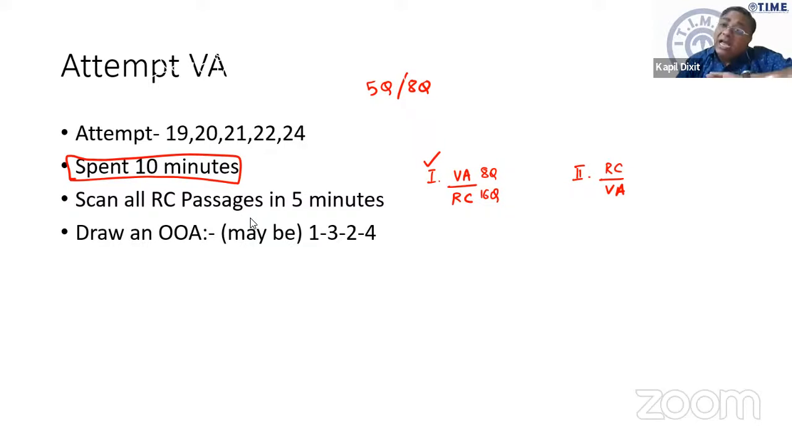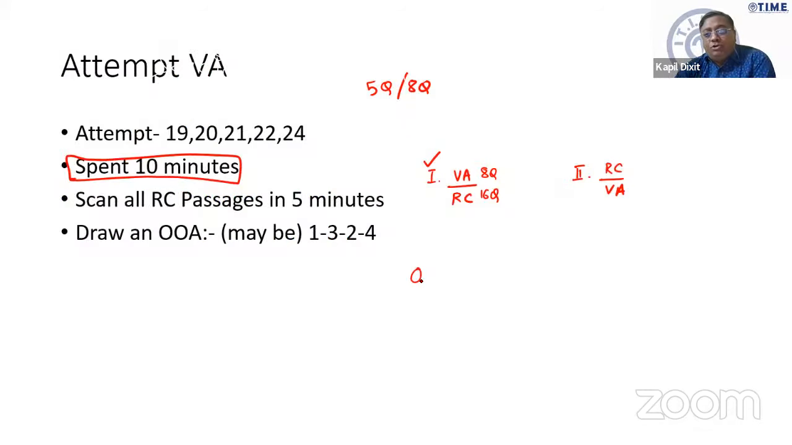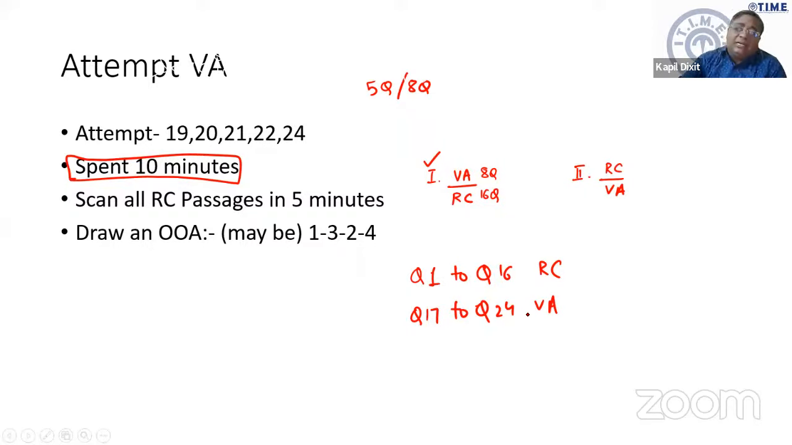attempted, but then how you should have gone or how you should have moved in the paper. Okay, so let's say paper started and you have your paper in hand. You know that you have scanned the first 16 questions in a bird's eye view. First 16 questions, question number 1 to question number 16, are from RC. And it is very clear that question number 17 to question number 24 are from verbal ability. So they have given a very clear-cut demarcation.